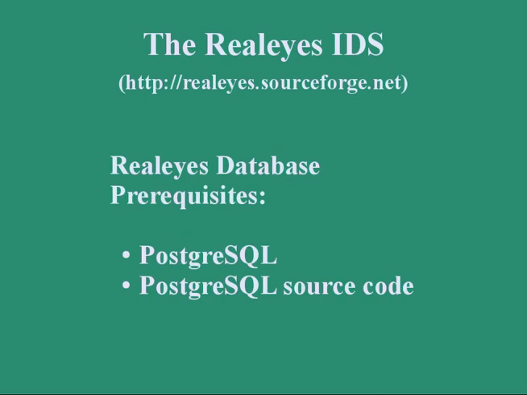The database prerequisite is the PostgreSQL database. The database needs to be installed and running to configure the Realeyes IDS schema. To be able to force user logouts, the PostgreSQL headers need to be available during the database configuration.